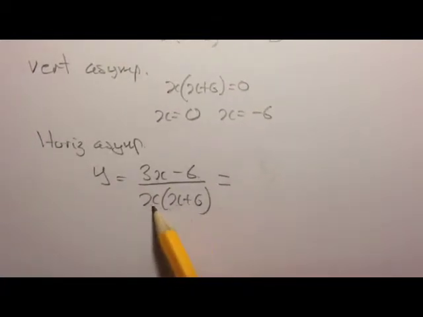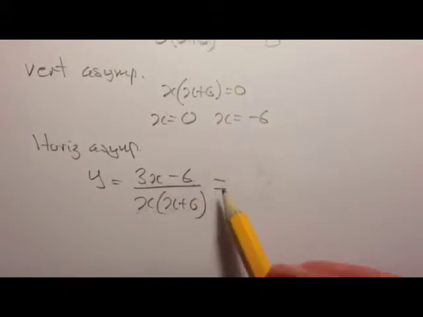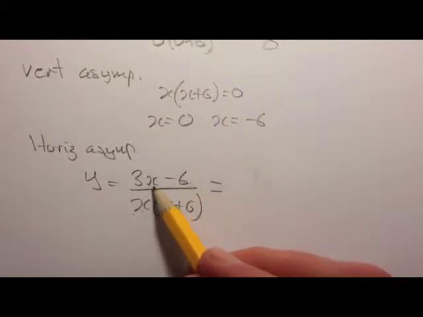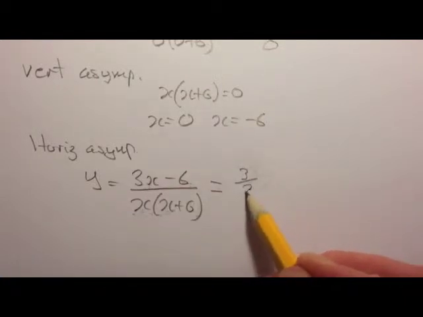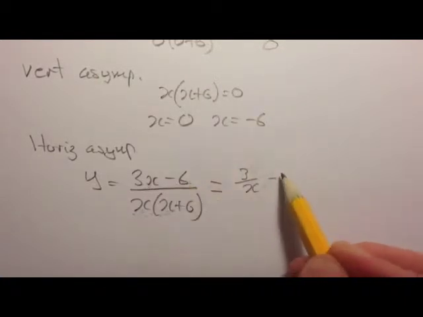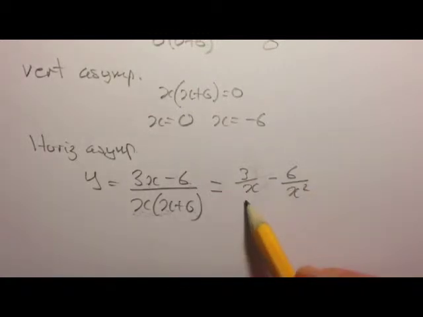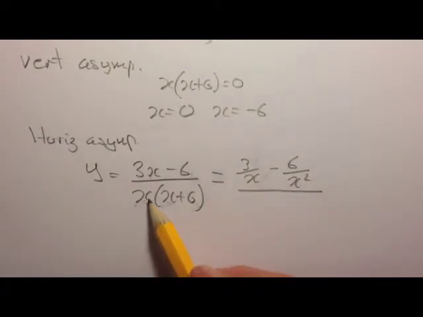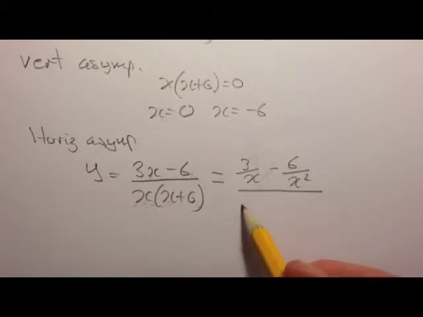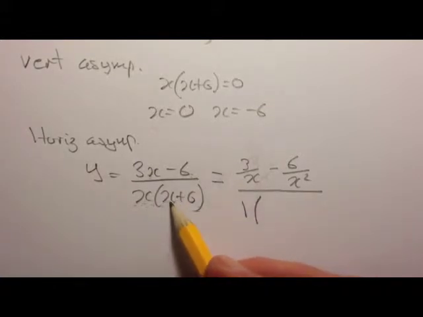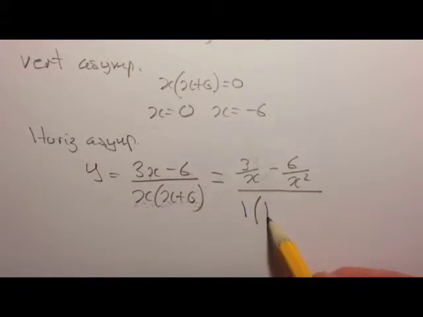Firstly, we look at the highest power of x, x squared, and we can divide top and bottom by x squared. Notice we've got two terms on the top, and two factors on the bottom, x times x plus 6. So let's first of all divide the top by x squared. 3x divided by x squared gives me 3 over x minus 6 over x squared. Now divide the bottom by x squared. x divided by x is just 1, and now dividing the other factor by x, we get 1 plus 6 over x.